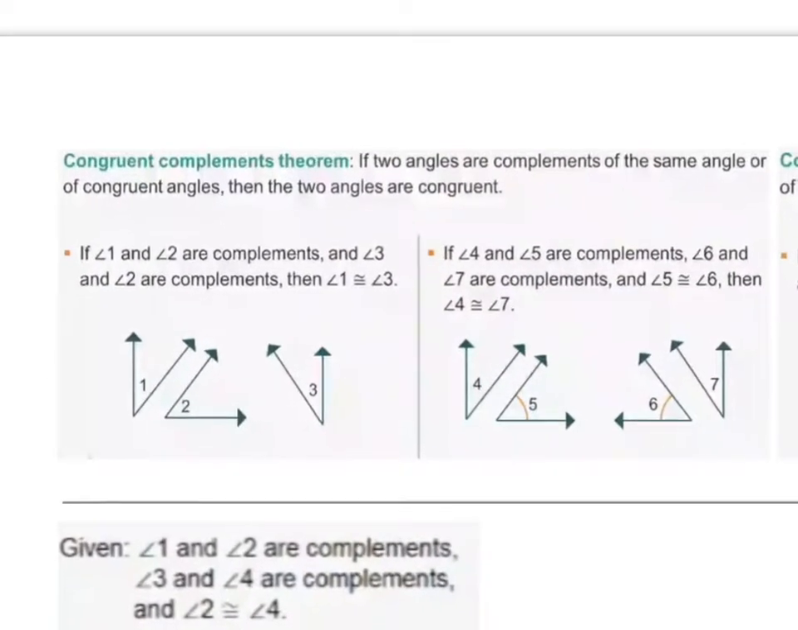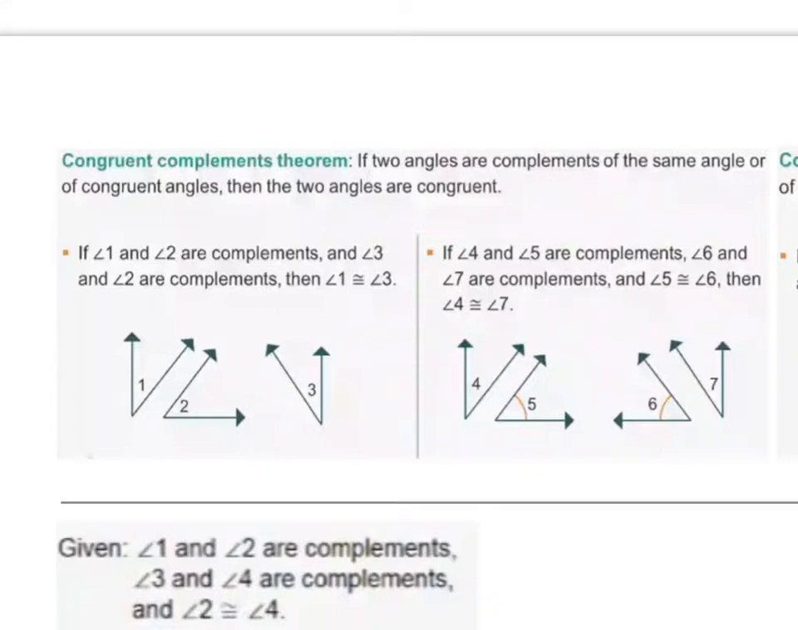The first one is the congruent complements theorem. So if two angles are complements of the same angle or of congruent angles, then those two angles are congruent. So it's kind of like the transitive property, okay? If angle 1 and 2 are complements and angle 3 and 2 are complements, then angle 1 and angle 3 have to be congruent. So it's like the transitive property.